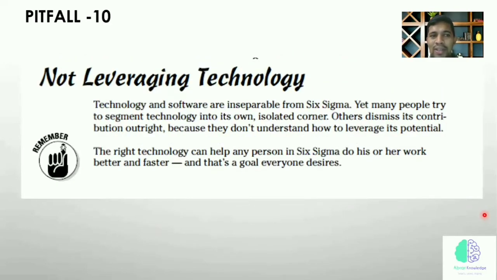The last pitfall is not leveraging technology. Technology and software are inseparable from Six Sigma, yet many try to segment technology into its own isolated corner, or dismiss its contribution outright because they don't understand how to leverage its potential. The right technology can help any person in Six Sigma do her work better and faster. That's a goal everyone desires. So the right tool and technology are the key elements.